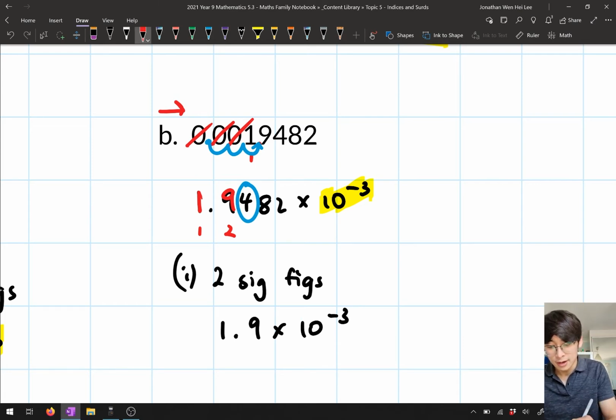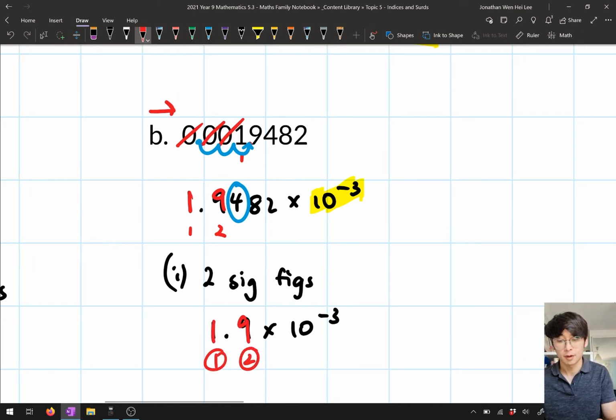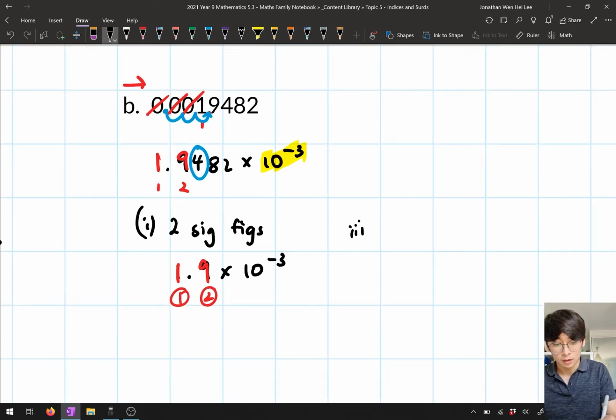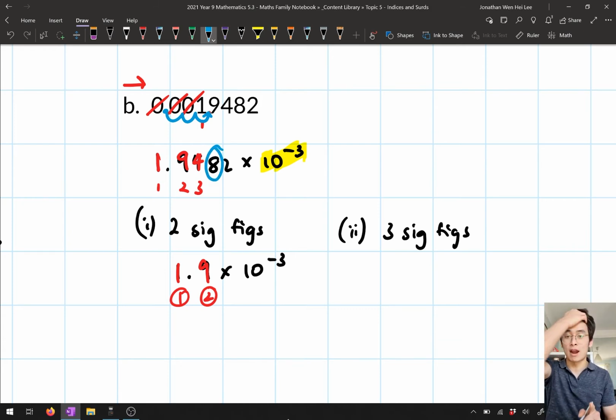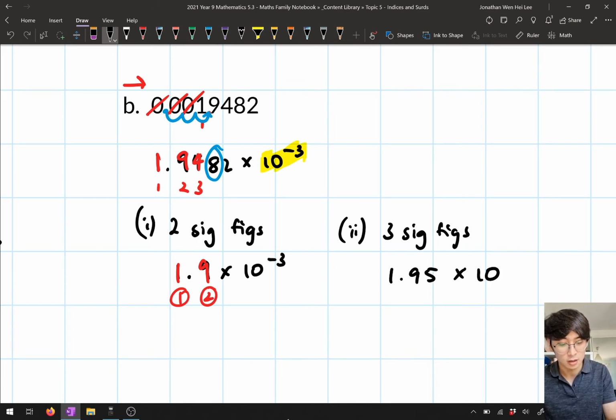So if you have a look at this measurement, this has 2 significant figures. Okay. Part 2, we wanted to do this correct to 3 significant figures. So if I want 3 significant figures, I just need to include that next significant figure. So here, that 4 is the third significant figure. And I look at the next number, 8. Now with 8, I round that up. And so I'm going to need to increase my 4 by 1. So this becomes 1.95 times 10 to the power -3. So that 10 to the power -3 doesn't change. All we have done here is we've included that next significant figure.